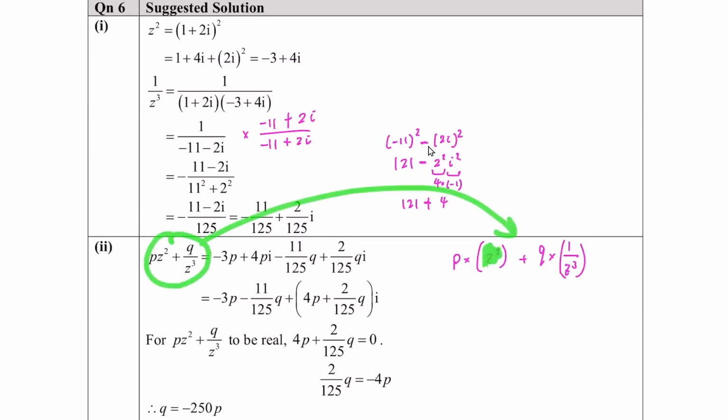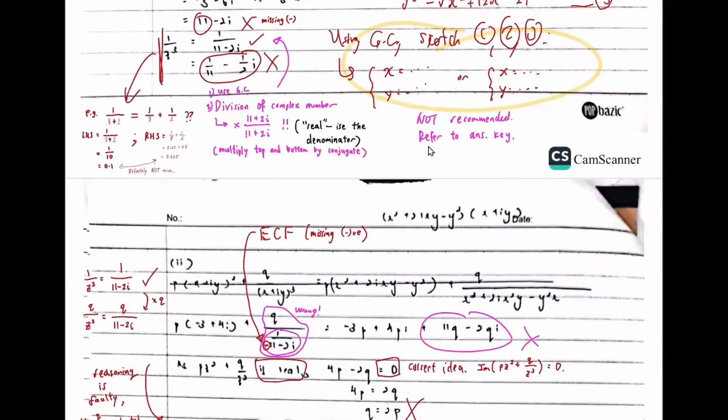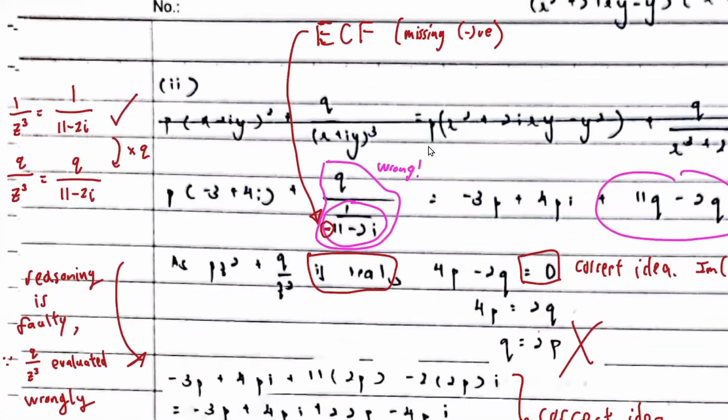Then now you can see immediately, 1 over z cube, you got the answer already. So you don't need to go and 1 over again. Let me show you your working. What you did was you did a 1 over here again. That's wrong. What you did was you are substituting z cube with 1 over.